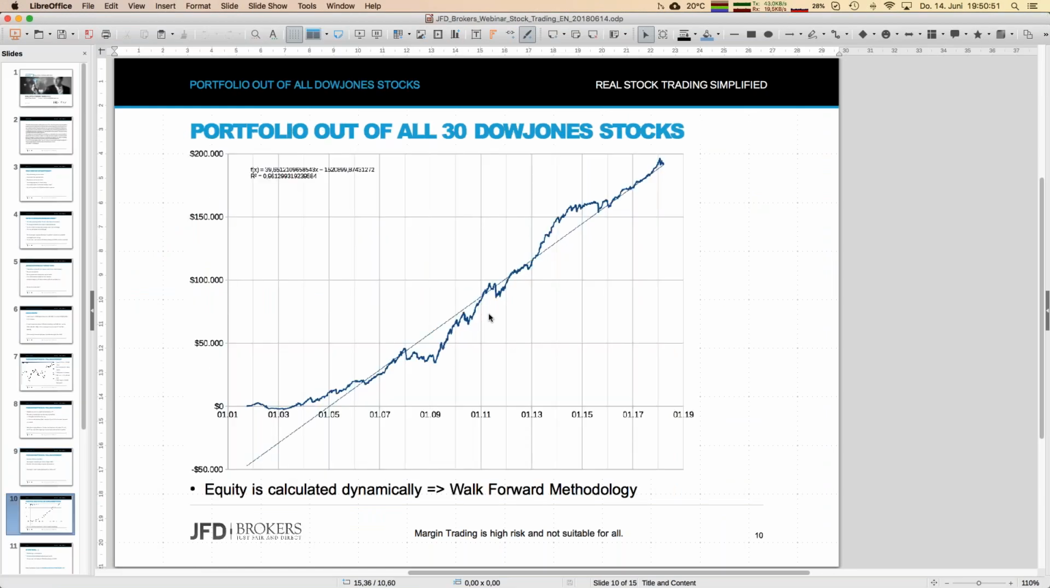So that is a portfolio of all 30 Dow Jones companies. Honestly, I selected those 30 companies which are today in the Dow Jones. I know from time to time there are changes, and I have not looked into that kind of changes. I did the calculation for all the companies which are today within the Dow Jones, and we have a really nice equity.